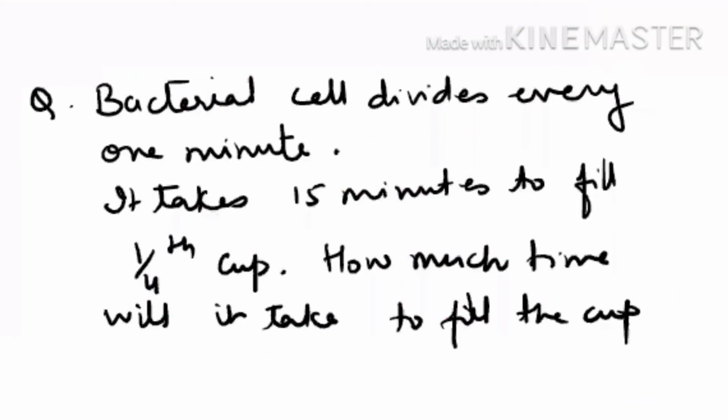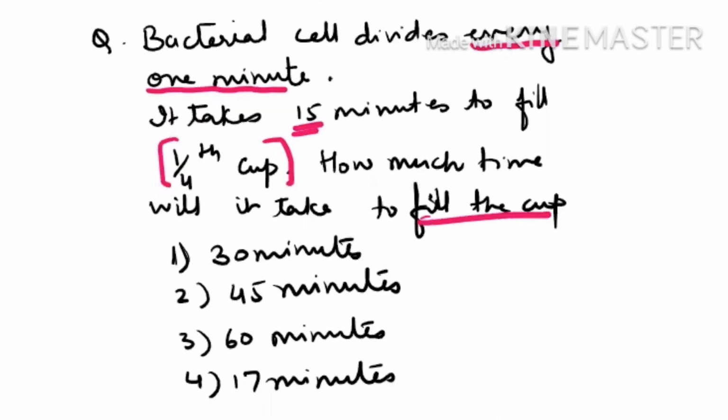Now see, there is one question. Suppose we are given this question: a bacterial cell divides every 1 minute, so it means the generation time is 1 minute, and it takes 15 minutes to fill 1/4 of a cup. How much time will it take to fill the cup? These are the options given to you. Try to solve it. I'm just waiting for 2 minutes. Try to solve.